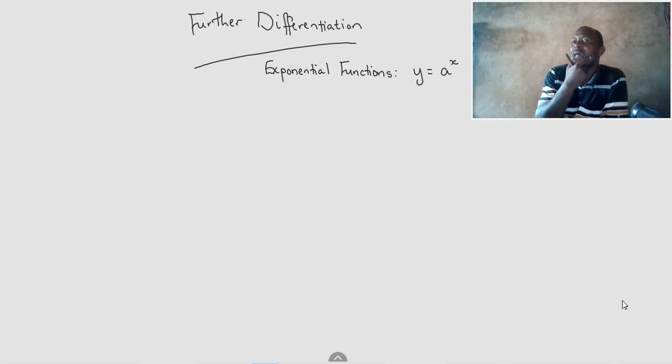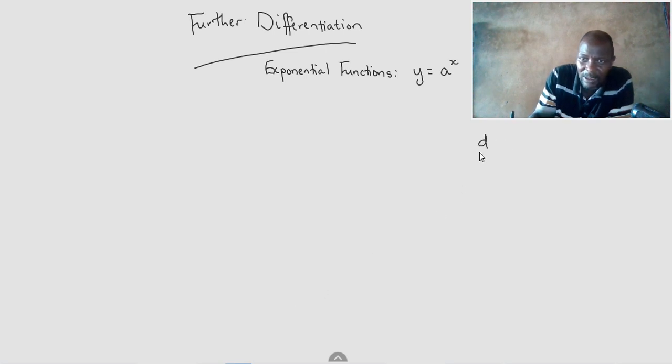Now we looked at this differentiation of exponential functions. We've done the one part where we ended up saying the differential with respect to x of a to the power of x is simply a to the x times the limit as the small change in x tends to 0 of a to the power of dx minus what? I made a mistake.